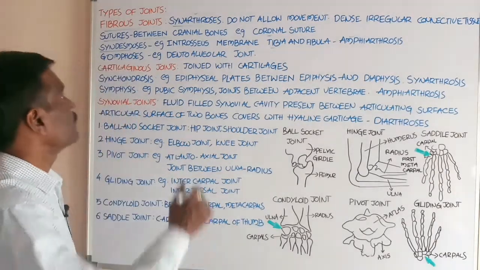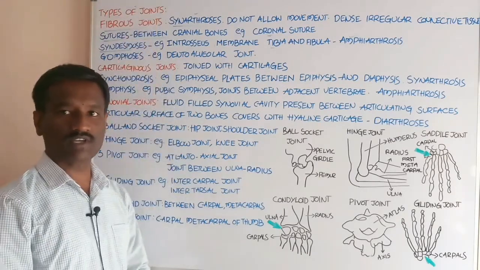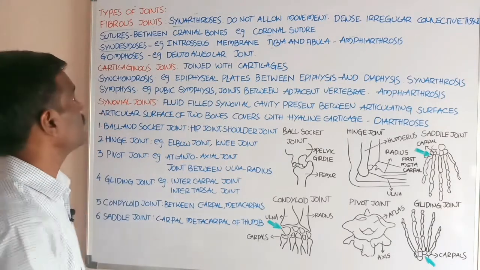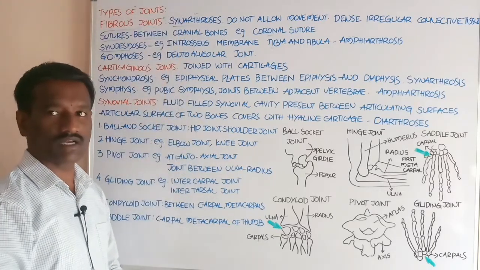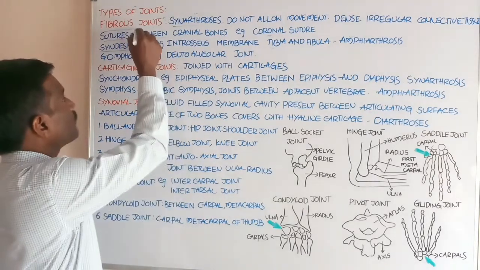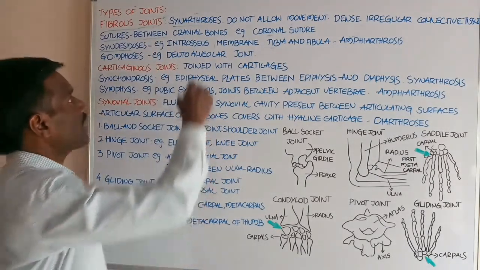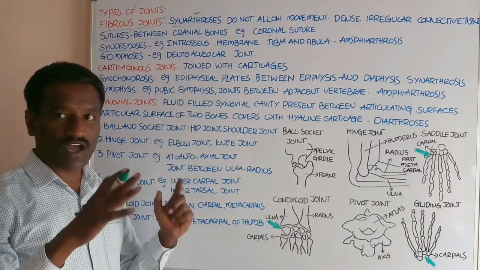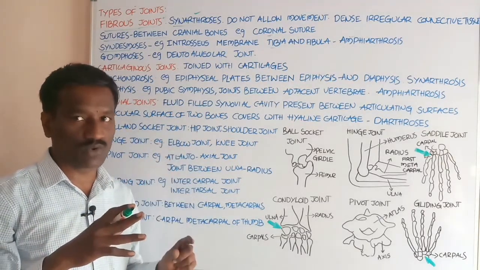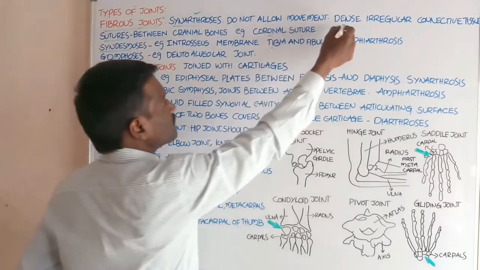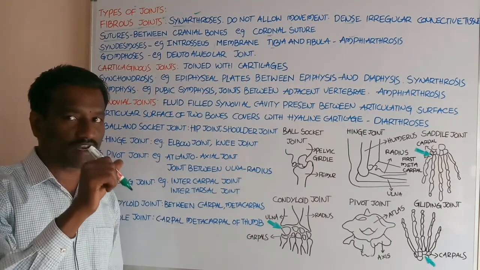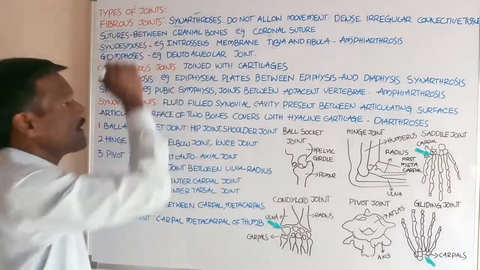Okay, students, now let us discuss the different types of joints. Mainly three types of joints are present in the body: first, the fibrous joint; second, the cartilaginous joint; and third, the synovial joint. First, what about the fibrous joint? Fibrous joints are synarthroses, which means these joints do not allow movement of the bones. These joints are formed with dense irregular connective tissue.